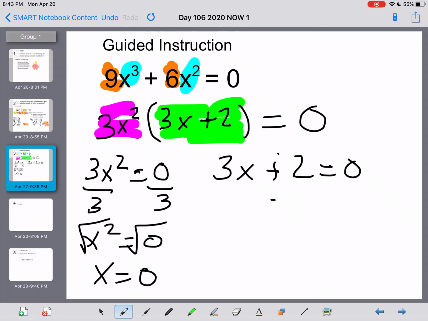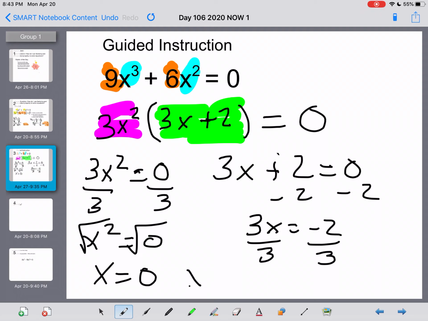And then we'll solve this linear equation. We have 3x equals -2, divided by 3, x equals -2/3. All right, so there's two solutions to this problem, x equals 0 and x equals -2/3. So let's look at one more.